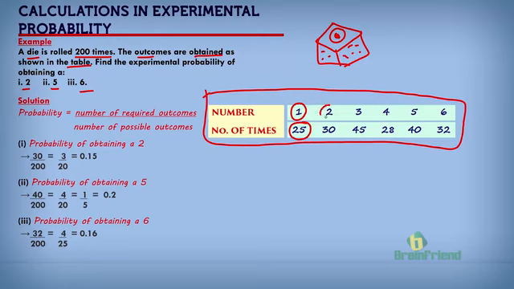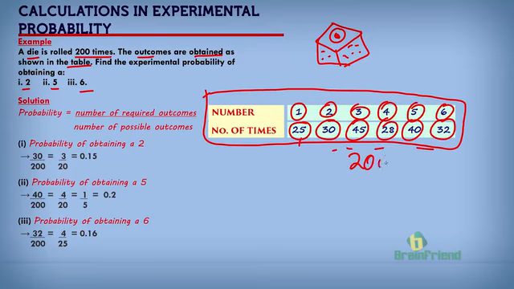1 appeared 25 times. 2 appeared 30 times. 3 appeared 45 times. 4 appeared 28 times. 5 appeared 40 times. 6 appeared 32 times. When you add up the number of times, you have 200. That is, it was rolled 200 times. Now we've been asked to find the experimental probability of obtaining a 2. Let's look again at the formula we looked at just now. Probability is the number of required outcomes all over the number of possible outcomes. Now, what is the number of required outcomes?